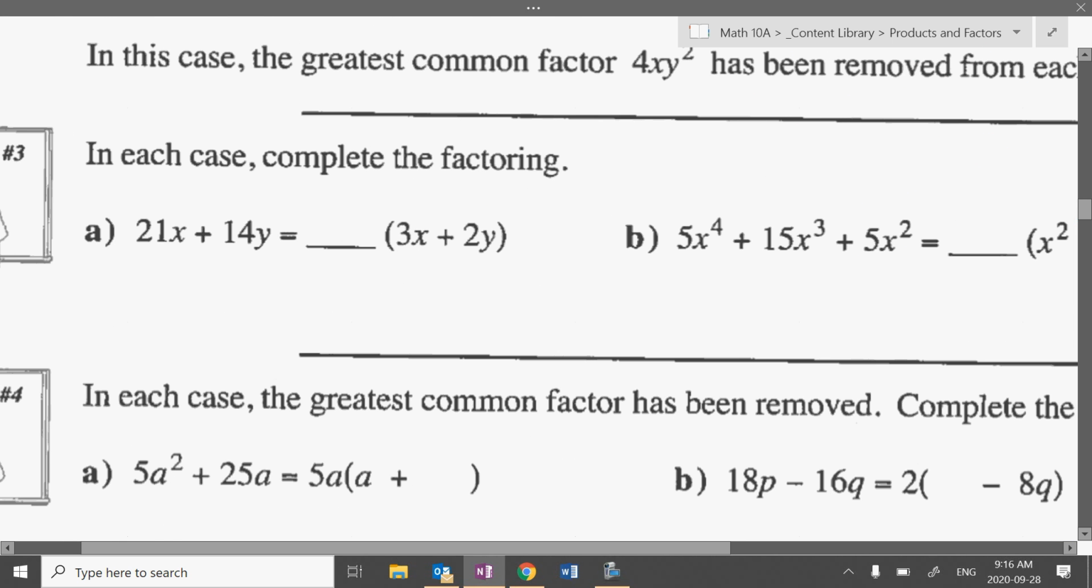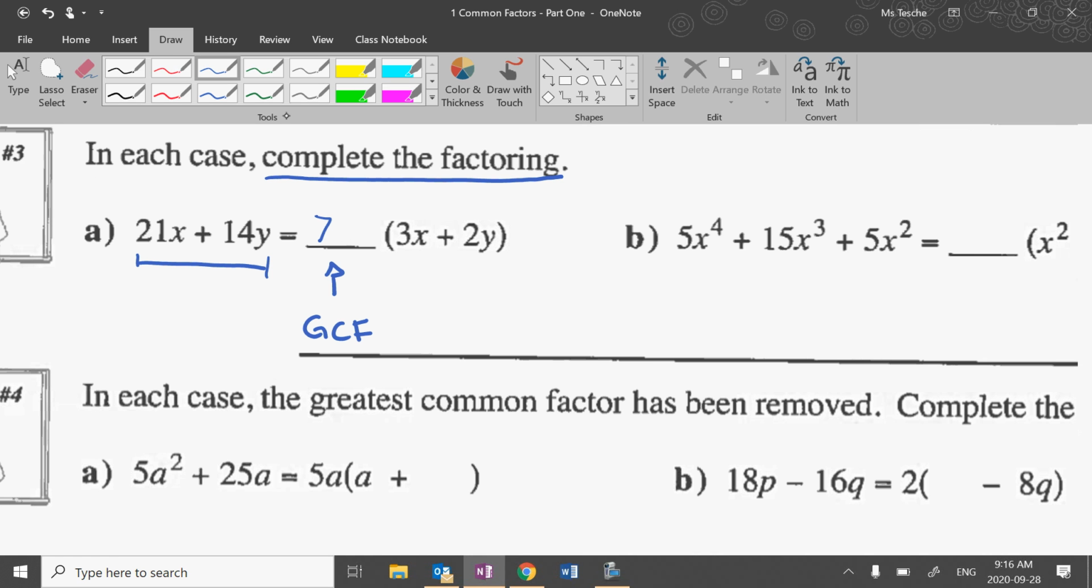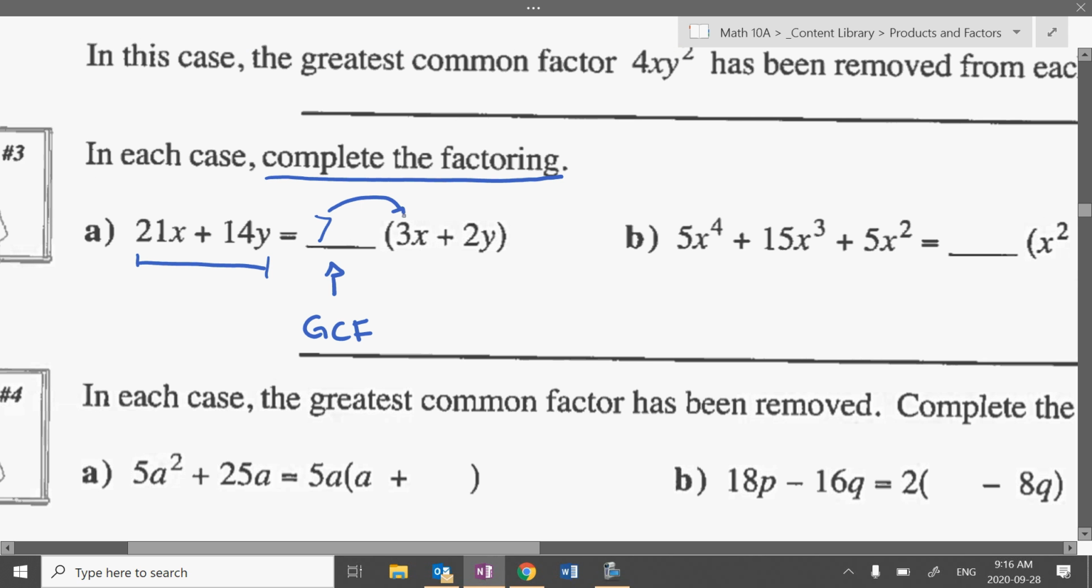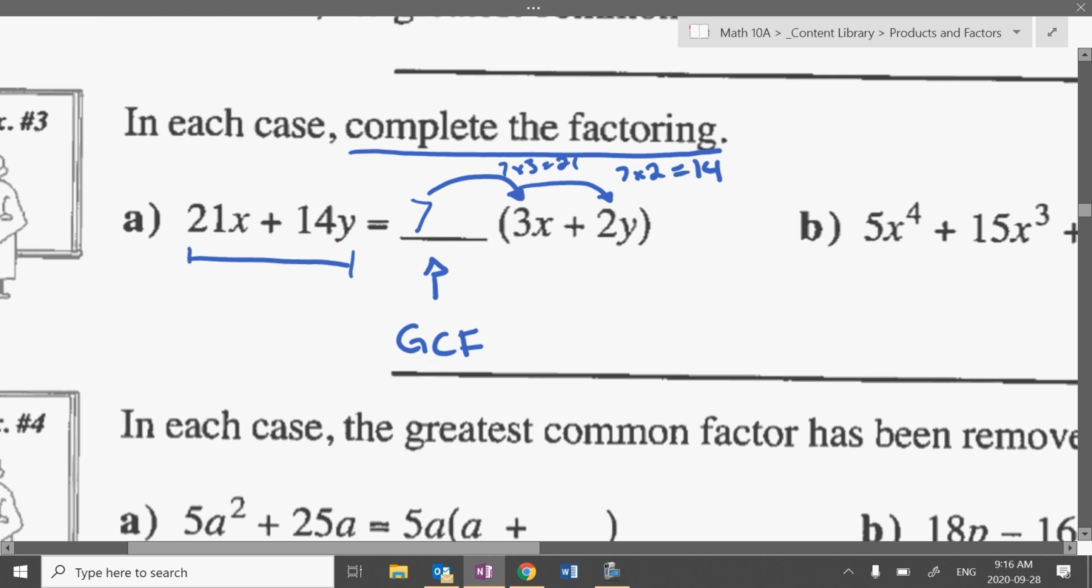Here the question would read, complete the factoring. So here's my original. In this spot out front is where we put our GCF. The largest number that goes into both 21 and 14 is 7. We can check that because 7 times 3 gives us back our 21. 7 times 2 gives us back our 14. So that's the check to make sure we know what's going on.